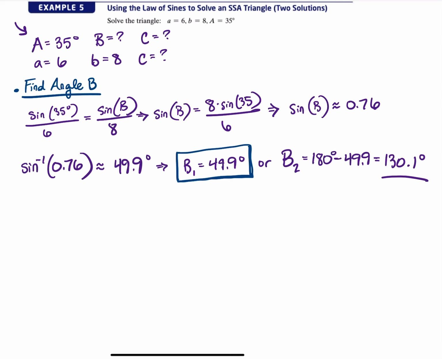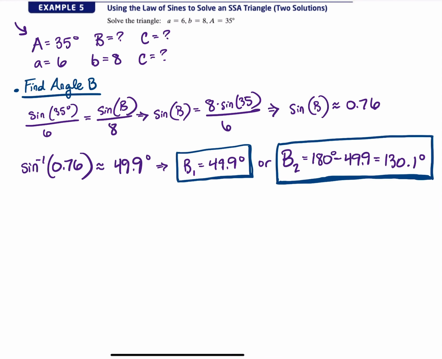So 130.1 plus 35, we get 165.1. So there's still room for our third angle. So in this case, we will have two potential triangles because we have two different angles for angle B. So we'll need to build two cases. So let's take our first case.